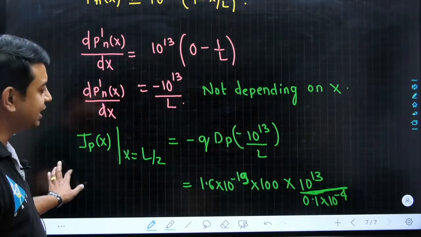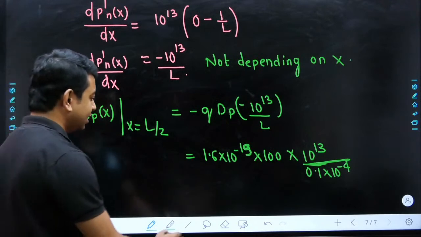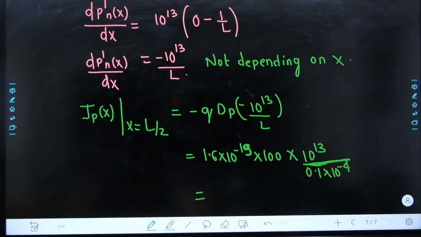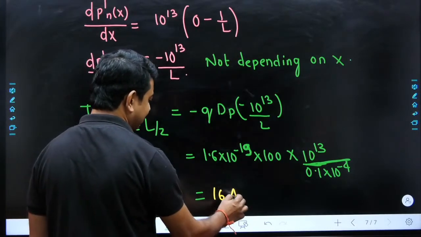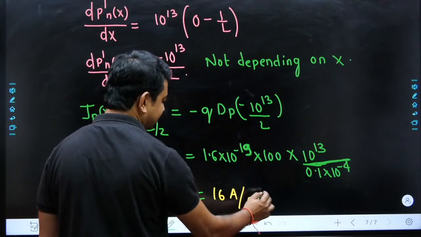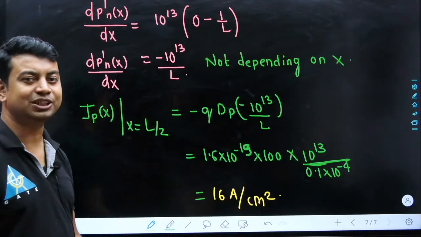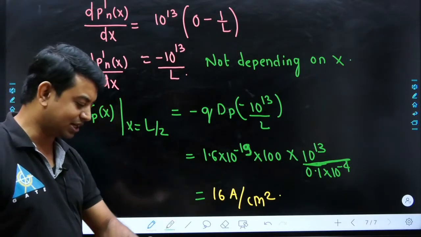So very easy analysis. We have taken so many concepts from this question, and I think the answer would become, how much will be the answer? Those who have solved this question can tell me: 16 ampere per centimeter square. The answer would be equal to 16 ampere per centimeter square. So those who are not getting this question can see this video again one more time, so that you can get a clear-cut concept.